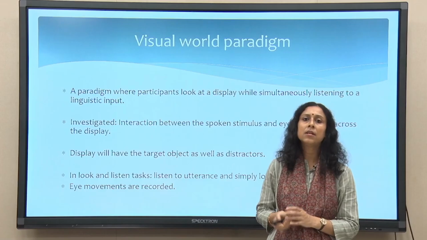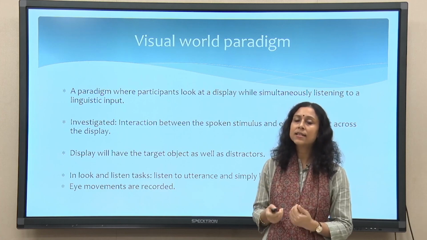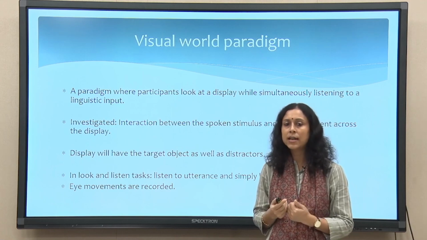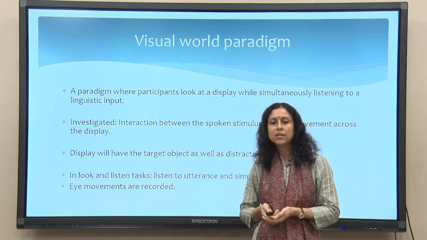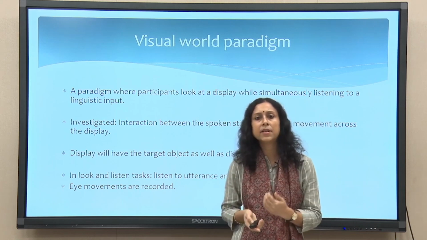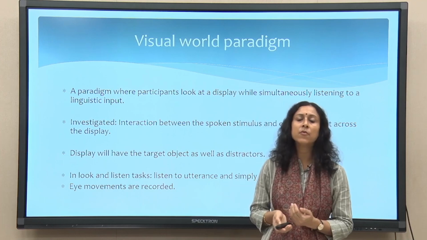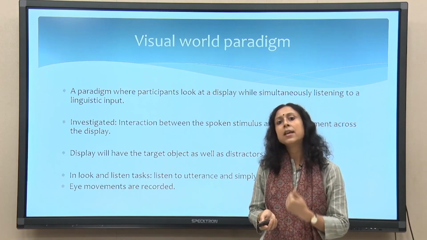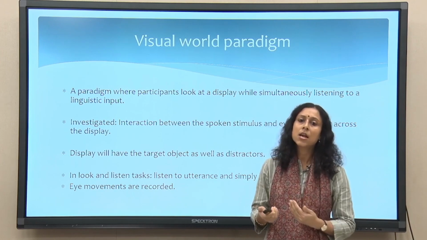In the visual world paradigm, the participant looks at a display while simultaneously listening to a spoken utterance. The participant has the earphones on and listens to something while looking at a display. What is looked at here is slightly different. The investigation here typically relates to the interaction between the spoken stimulus and the eye movement across the display. So, how the spoken utterance impacts the way the person scans the visual display is what we look at.